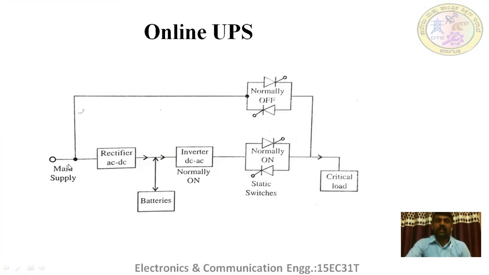I mean, when the mains is present, that means there is no failure. This rectifier converts the AC of mains into DC. That DC is used to charge the battery. Also, this DC is converted back to AC by inverter, and this AC is used by the loads or the household equipments.